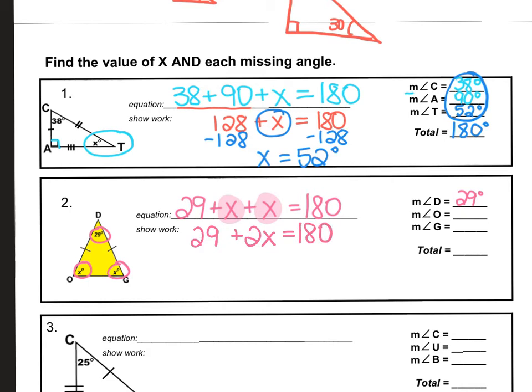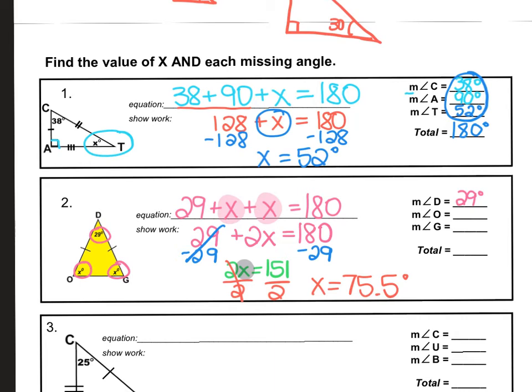So I go through my steps. I want to get the 2x by itself, so I subtract 29 from both sides. So it'll cancel out on the left. And I am left with 2x equals 151. So then again, I want to get x by itself. And the way I do that is to get the 2 away from it, which we know we can do by dividing each side by 2. And we get x equals 75.5 degrees. Is it okay to have half a degree? Absolutely, it's an angle. It might not be perfect.